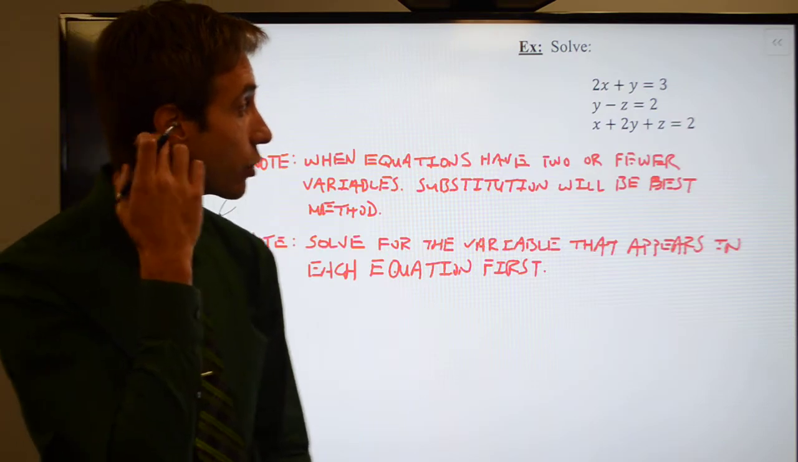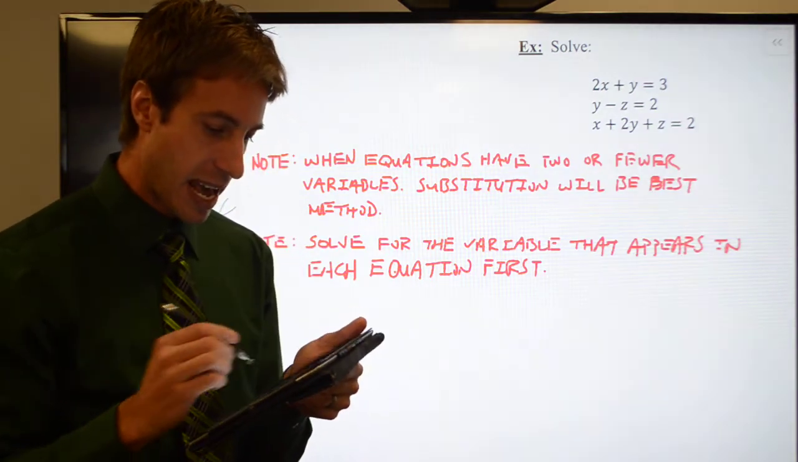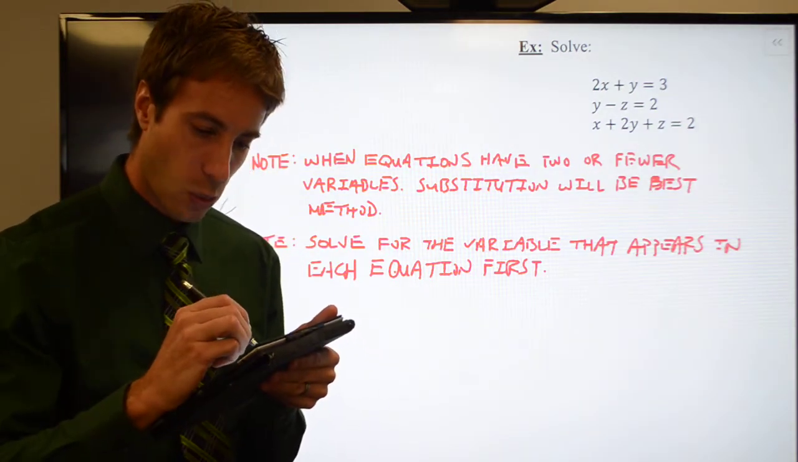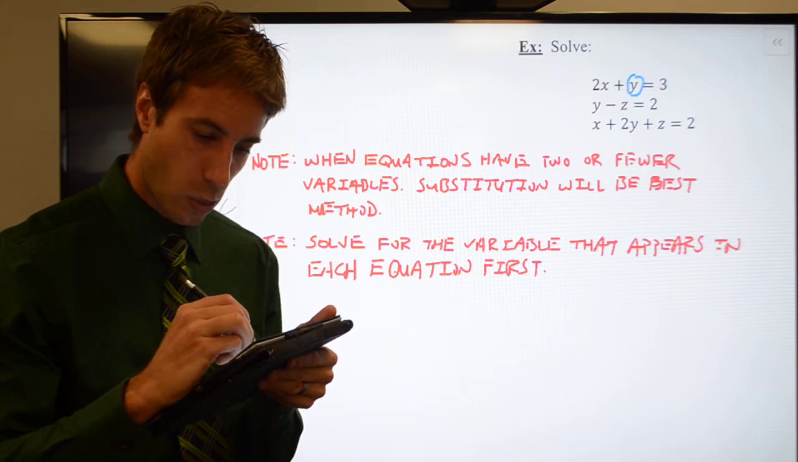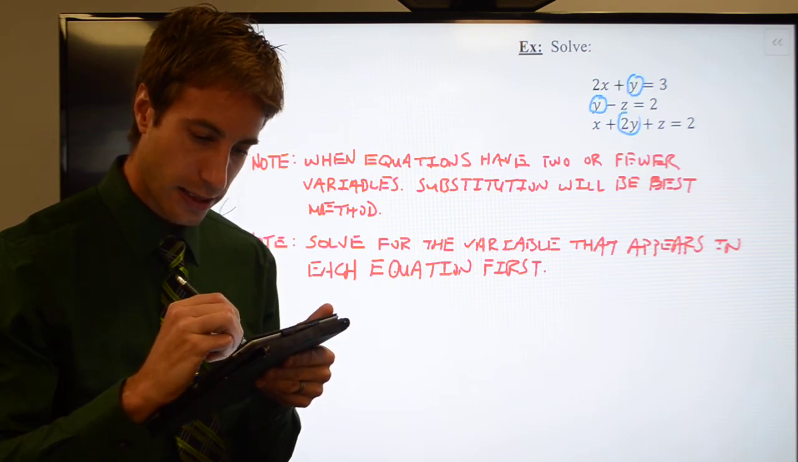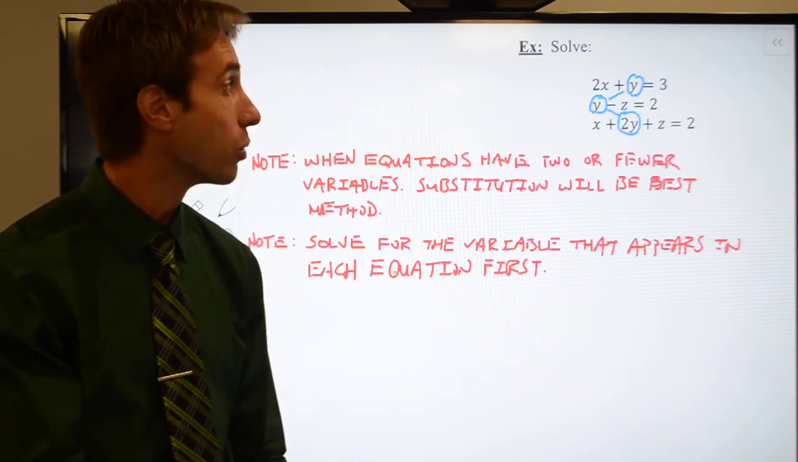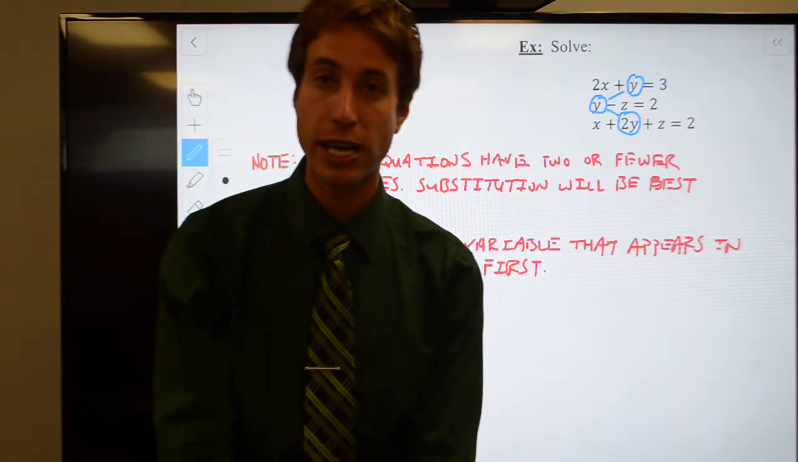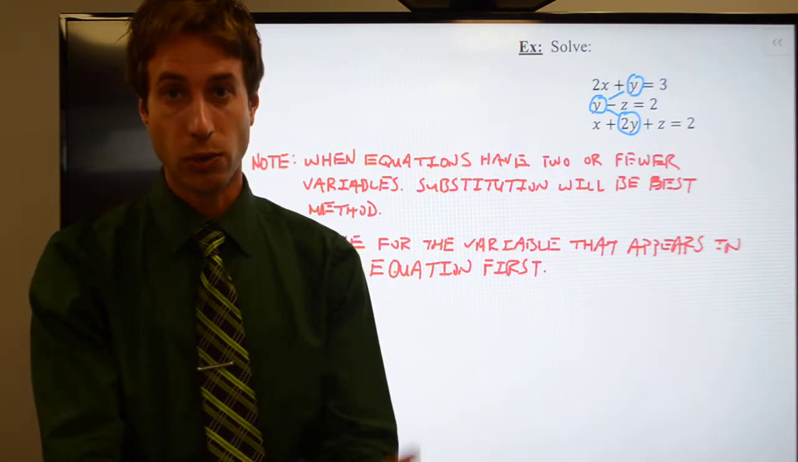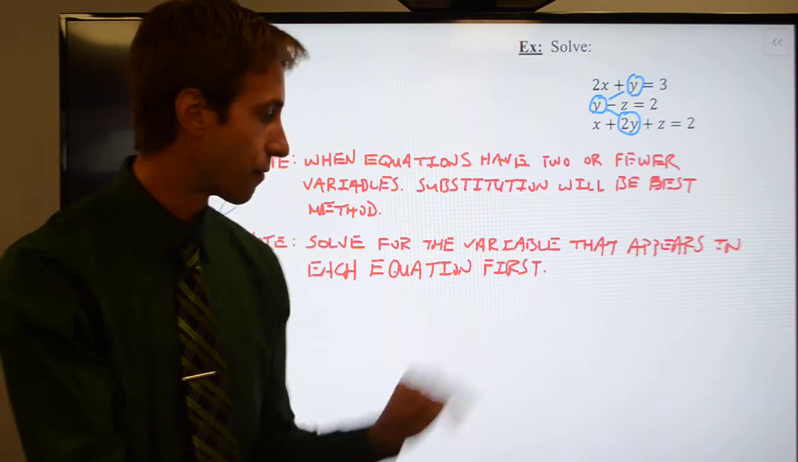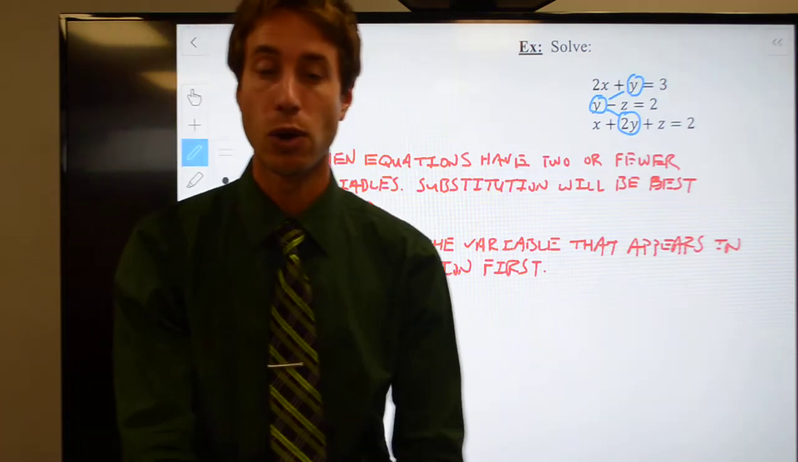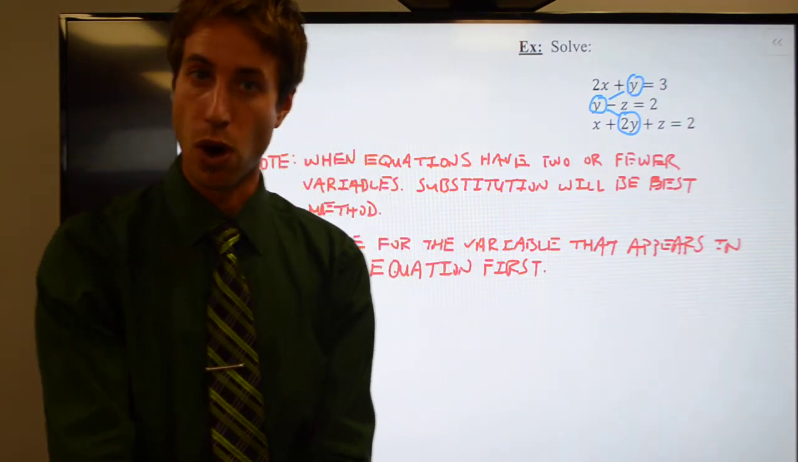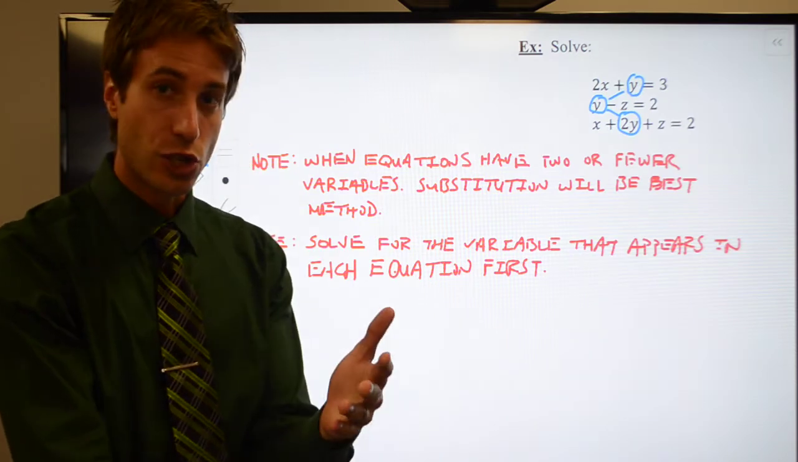So I take a look at the three equations I've got, and it looks like I have a y in this one, and a y in this one, and a y in this one, and that's the only variable that appears in all three equations. So for this problem, we're actually going to start by solving for y. The first variable we're going to find the value of is going to be y. Okay, let's jump into it.